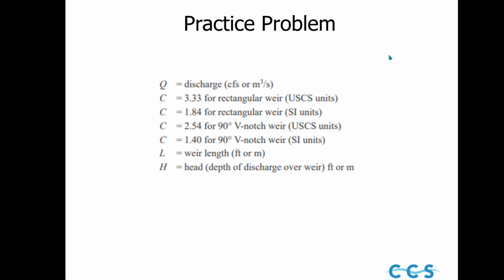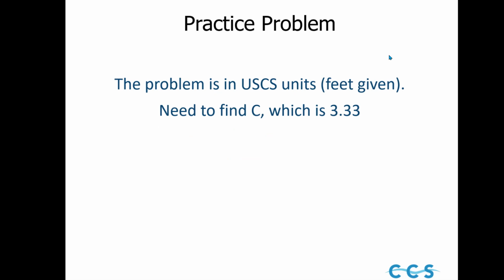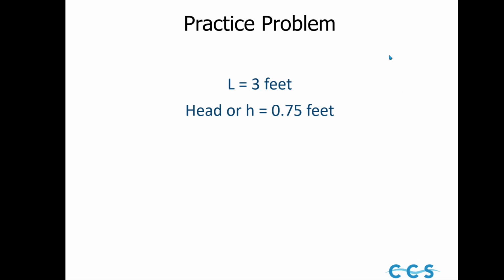Here's another excerpt just down below. For rectangular weirs, C is 3.33 for USCS units. We are in USCS units, so that is the coefficient we're going to use. If you're in SI, we use a different coefficient, and if we had a V-notch, then that would also be a different coefficient. But the problem is in USCS units because feet were given, so C is 3.33. So we have that step.